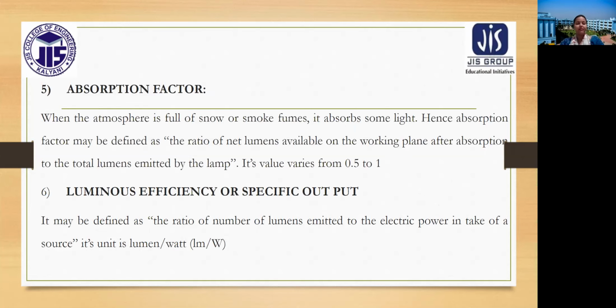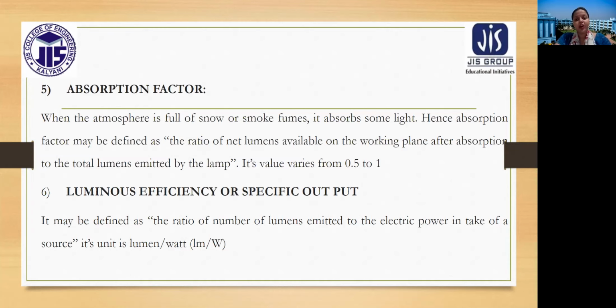Next is absorption factor. When the atmosphere is full of snow or smoke fumes, it absorbs some light. Hence, absorption factor may be defined as the ratio of net lumens available on the working plane after absorption to the total lumens emitted by the lamp, and its value varies from 0.5 to 0.1. Again, there is a chance that our surrounding is full of fumes or snow, which makes the object dim, and for this absorption factor is taken into account.